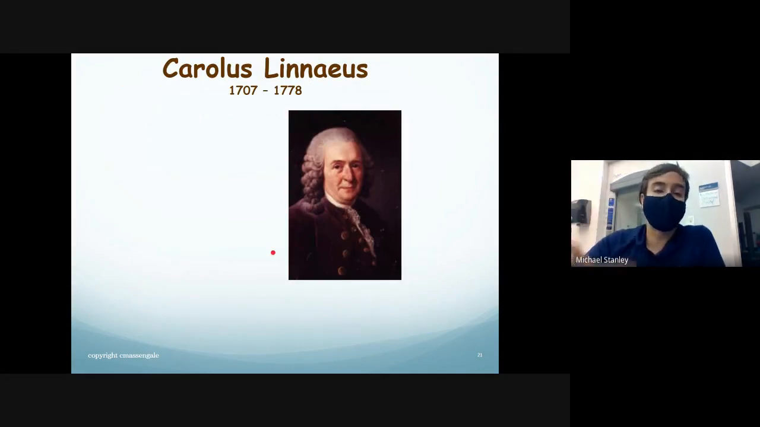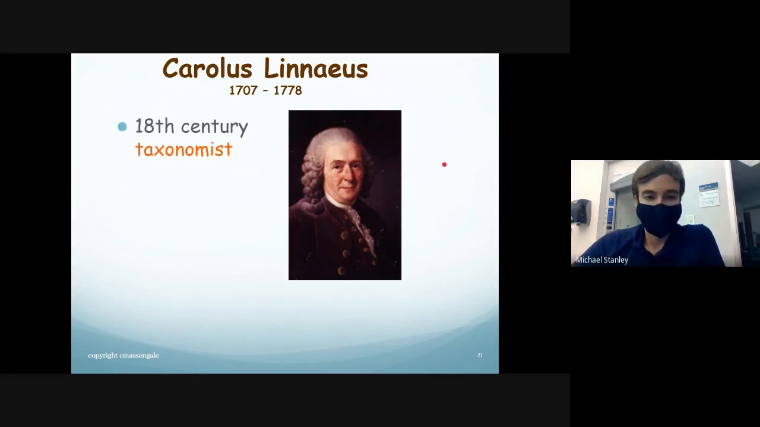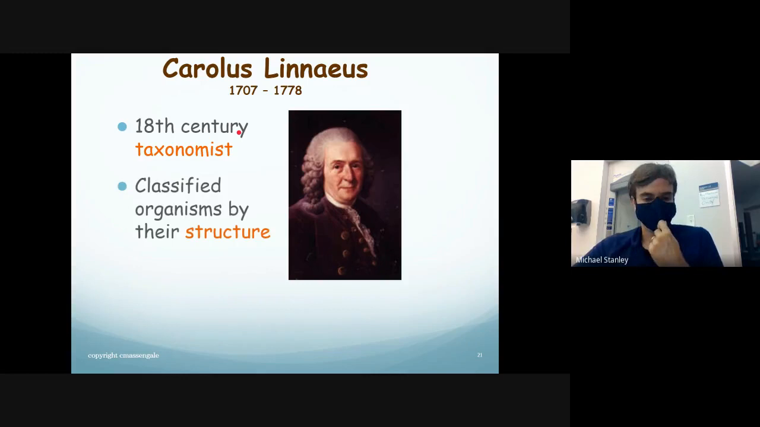So the guy who originally came up with this idea for giving all of the plants and animals in the world their own specific name was a scientist in the mid-1700s named Carolus Linnaeus. He was an early taxonomist, again, a scientist who was interested in naming and classifying animals and plants. And he tried to group organisms based on their structure.